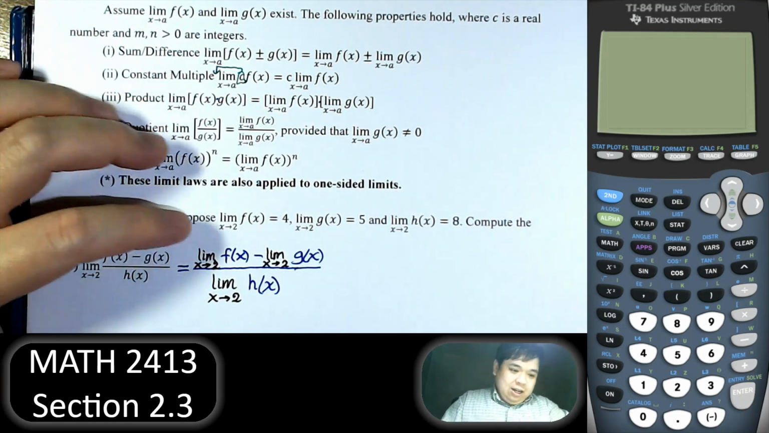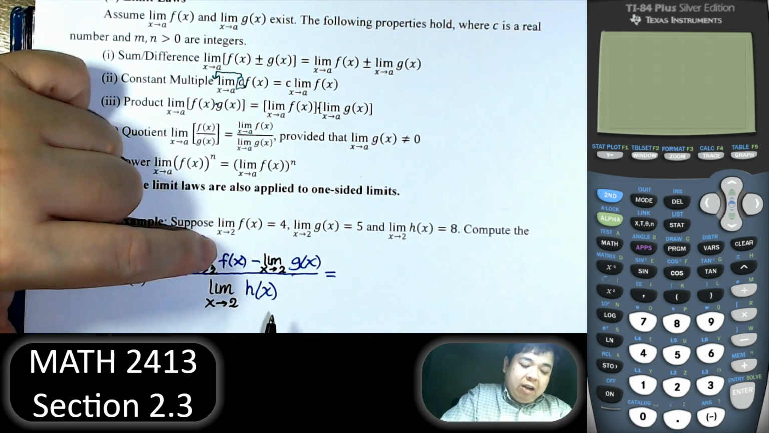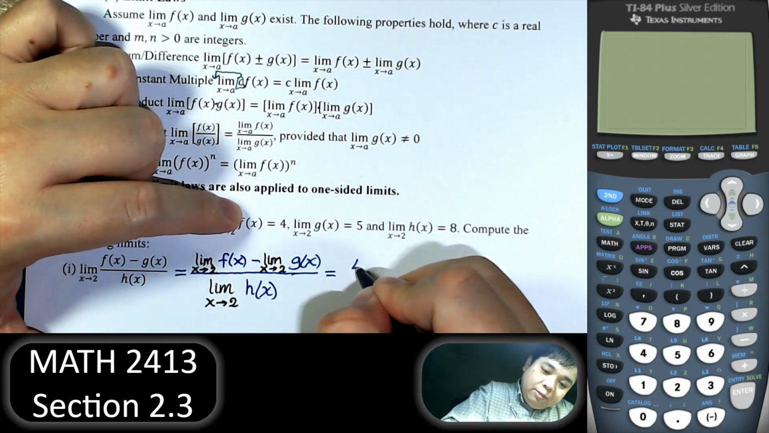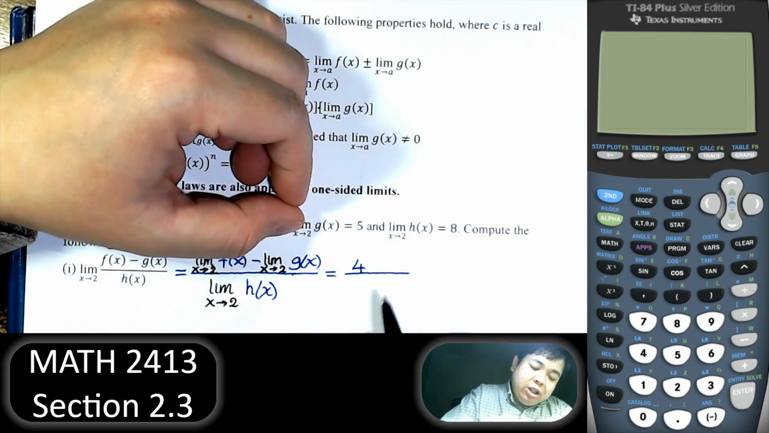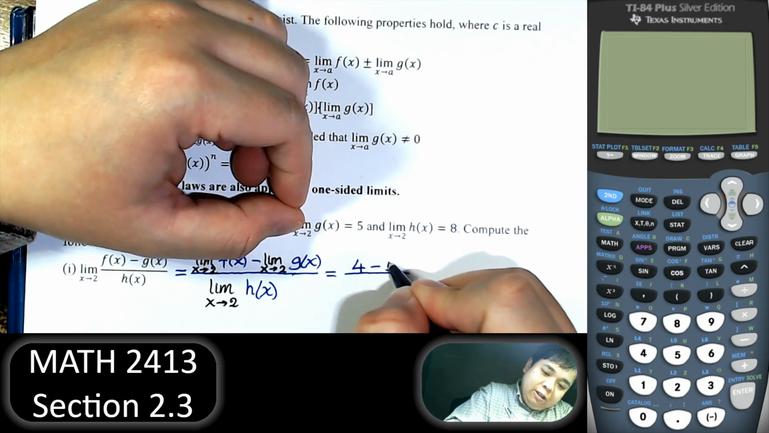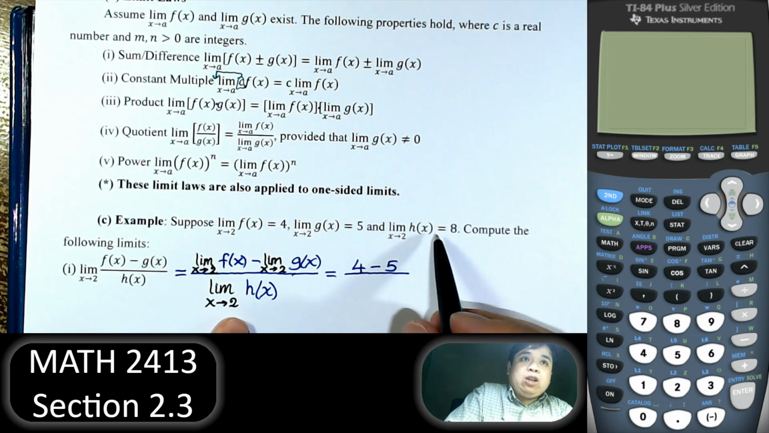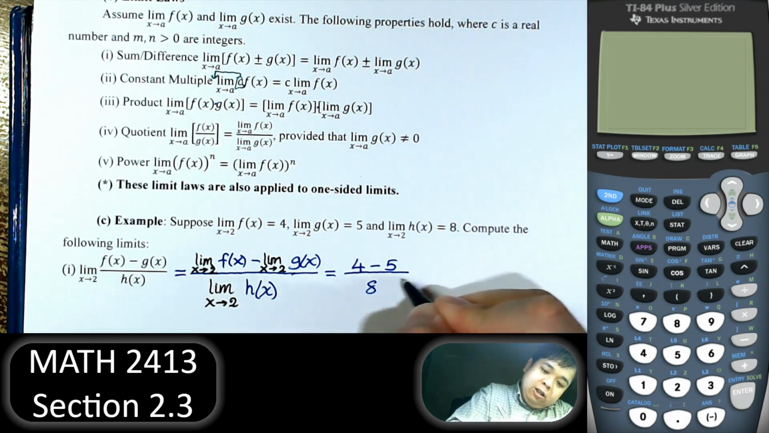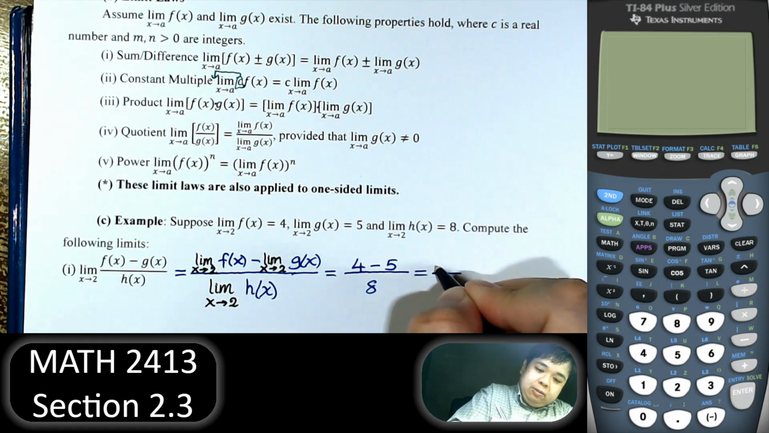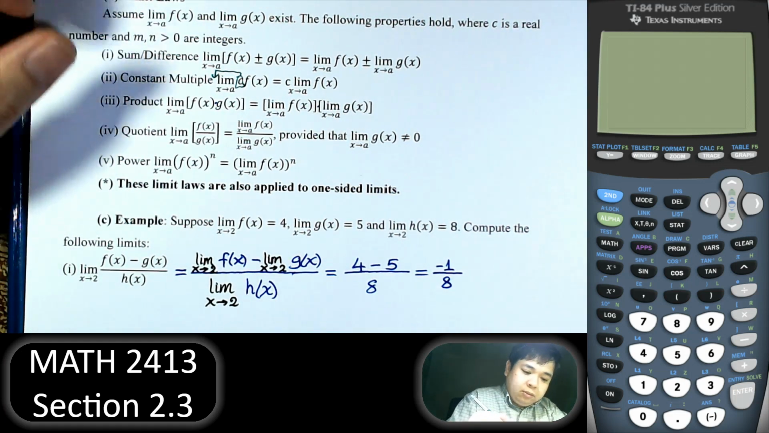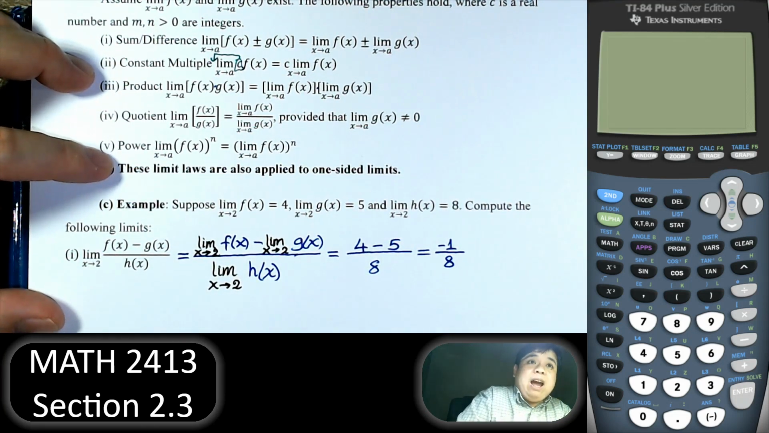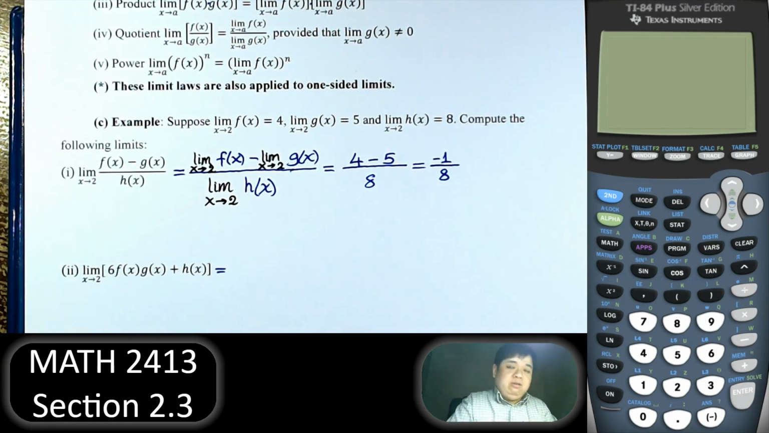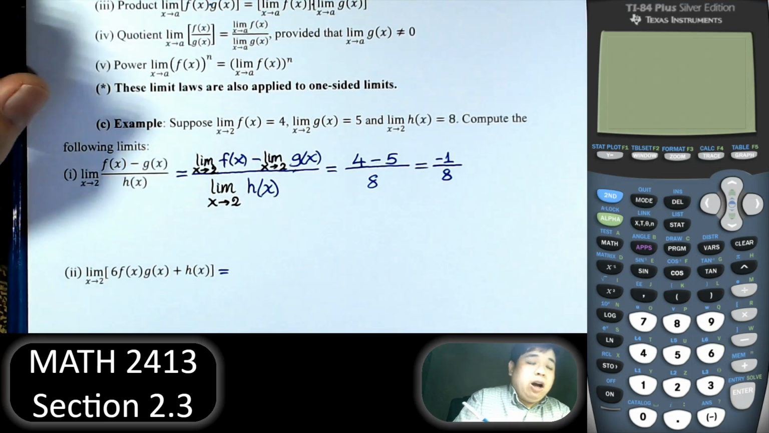And then the question gives us the limit of f of x when x goes to 2 is equal to 4. Limit of g of x when x goes to 2 is equal to 5. And limit of h of x when x goes to 2 is equal to 8. So we have negative 1 over 8. Simple enough, right? Once again, in front of every function, we just put the limit, and it doesn't matter how the functions are combined.